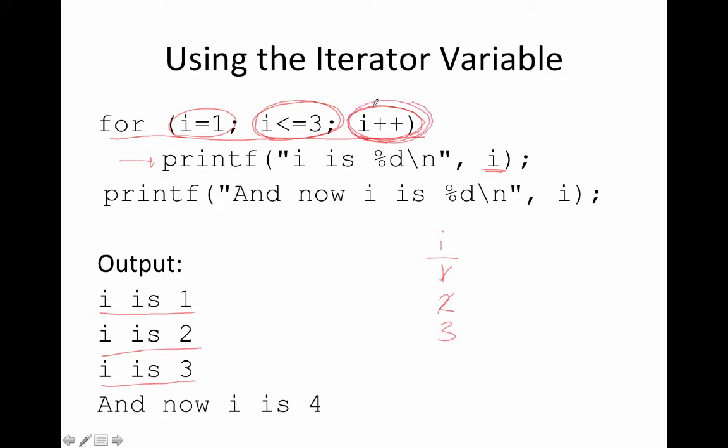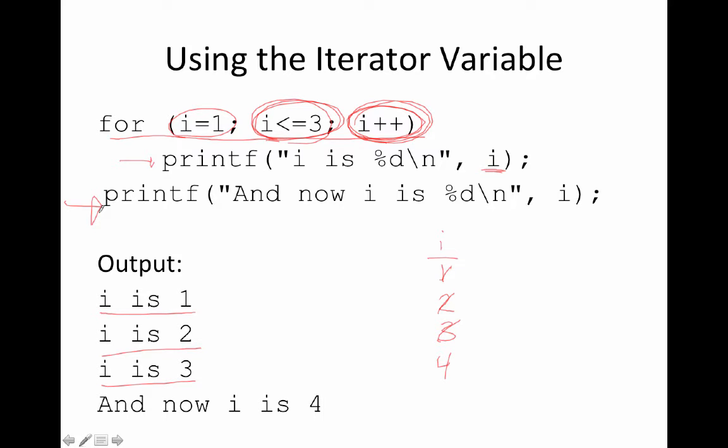Then this statement gets executed, which increments i to get the value 4. Now the condition is false. 4 is not less than or equal to 3, so that gets us out of the loop and down to the next statement, which prints, "and now i is 4."